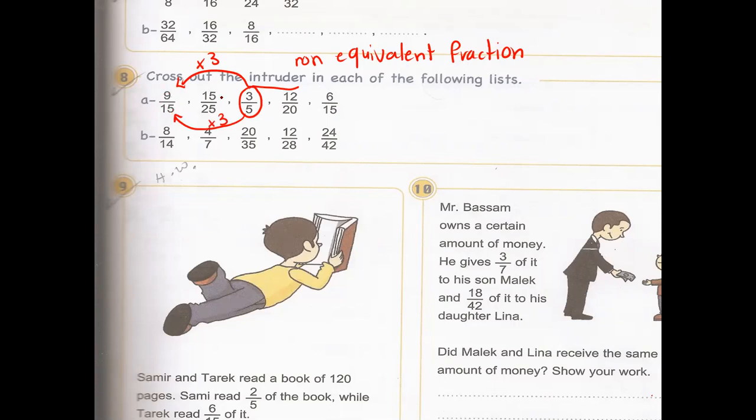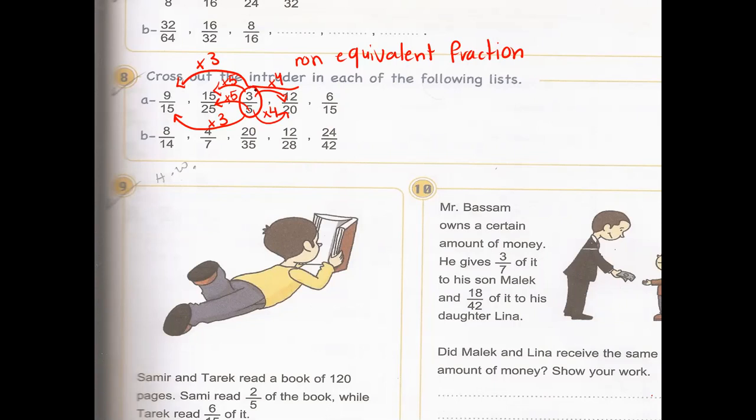It's not the intruder. Let's check 15 over 25. 3 times which number equals 15? It's 5. 5 times which number equals 25? Also 5. We multiplied up and down by 5, so they are equivalent. We still have 2. 3 times which number equals 12? 4. 5 times which number equals 20? Also by 4. They are equivalent. We multiplied up and down by 4.